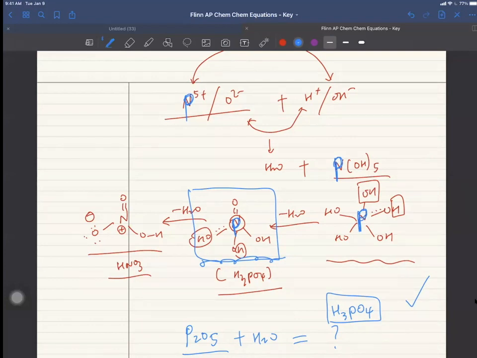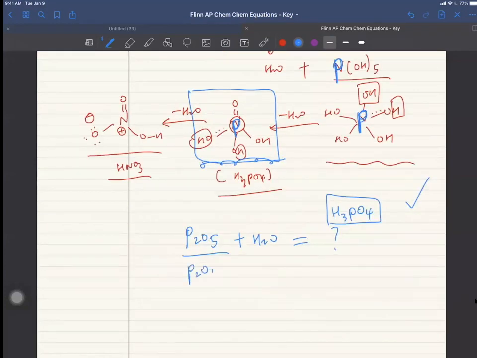One more. How about if we have P2O3 reacting with water? What would be the product? This is an open question to any of you.